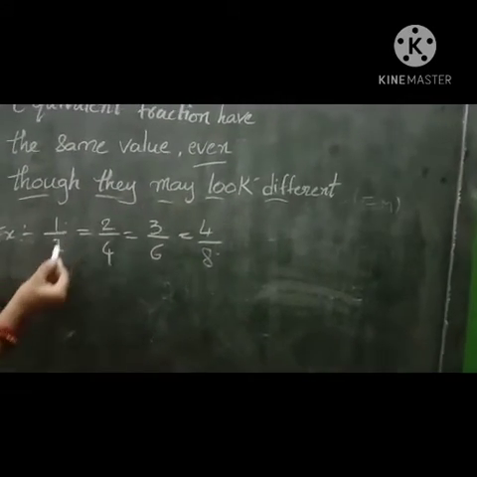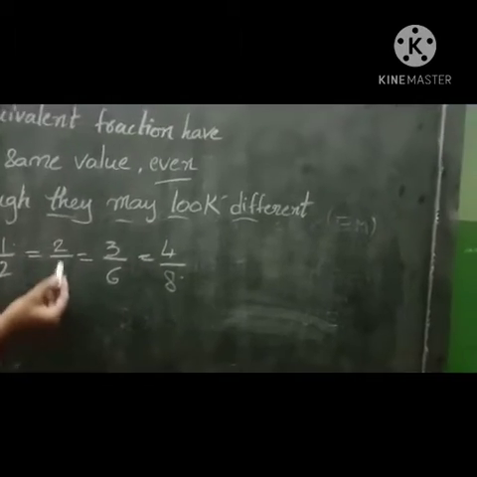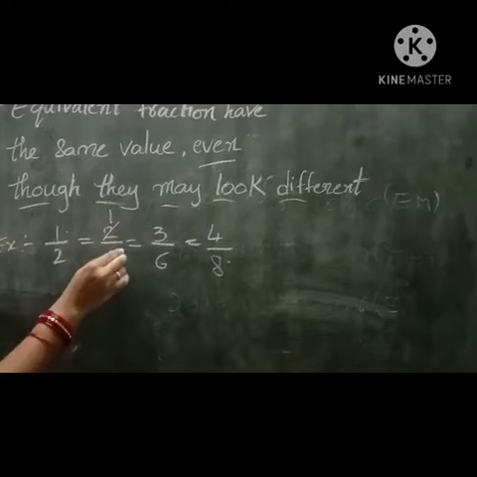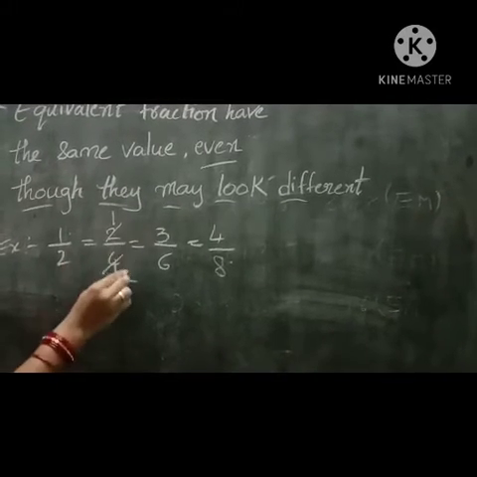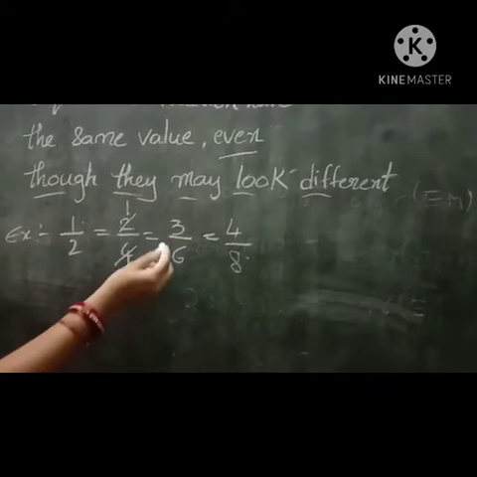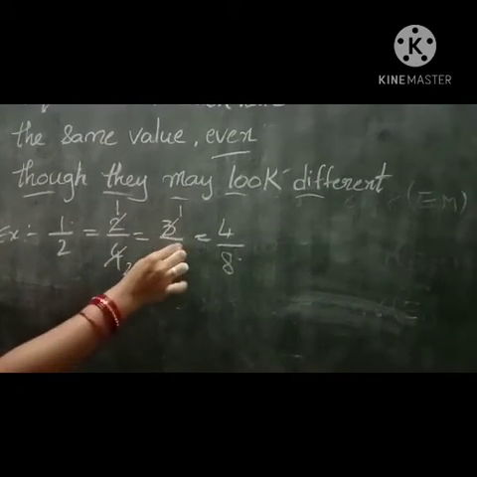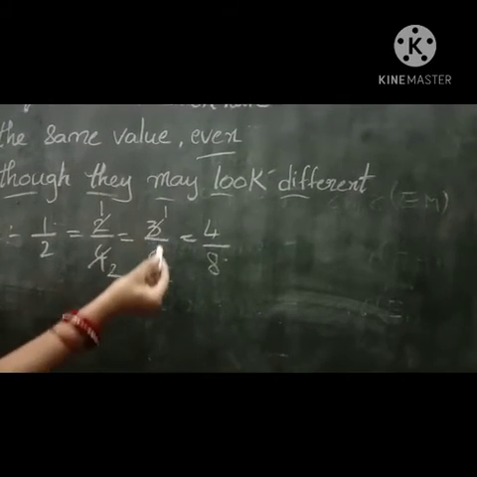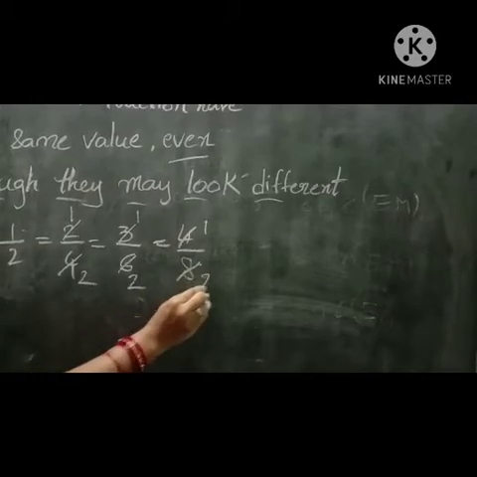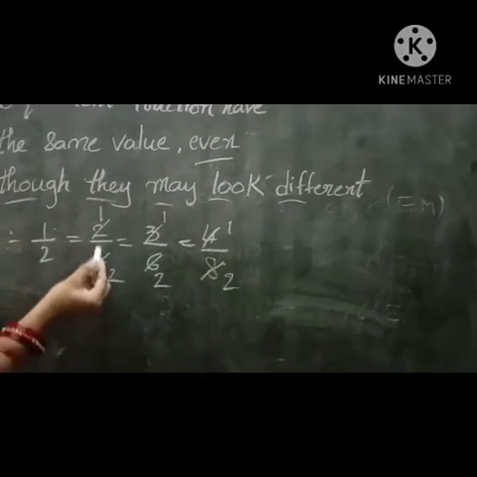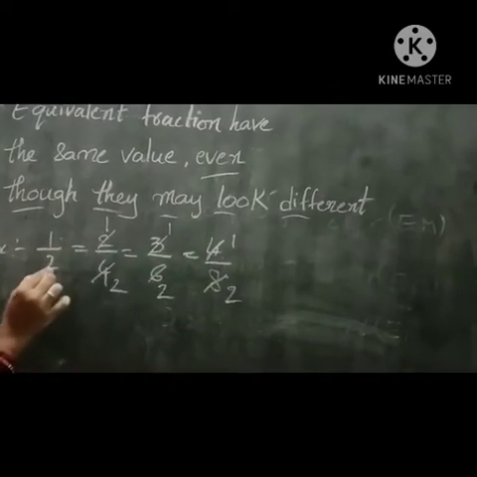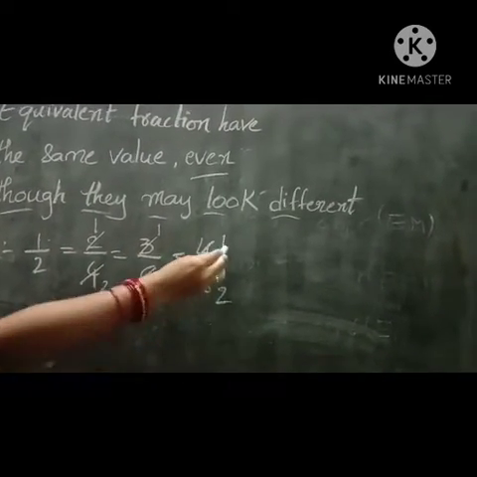See children, 1 by 2 equals 2 by 4. Why? Because 2 1s are 2, 2 2s are 4. Again what is this number? 1 by 2 only. Here also, 3 1s are 3, 3 2s are 6. Here also, 4 1s are 4, 4 2s are 8. The numbers are different but the calculation is the same. 1 by 2 equals 1 by 2, 1 by 2, here also 1 by 2.